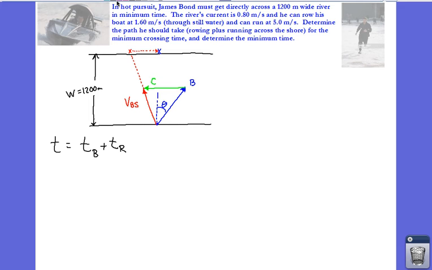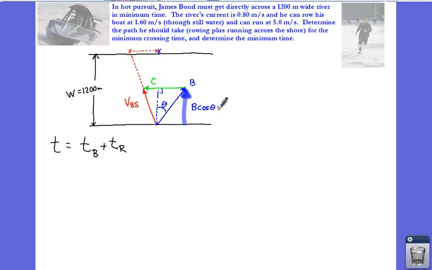We see that the distance he has to go across that river, 1200 meters, is really just dependent on that particular speed. Since that's the only velocity that has any component that's pointed across the river, we really just need to have that velocity. Let's call that B times, it looks like it's the adjacent side. If I think of this as a right triangle there, with that B being the hypotenuse, that would be B times the cosine of that angle.